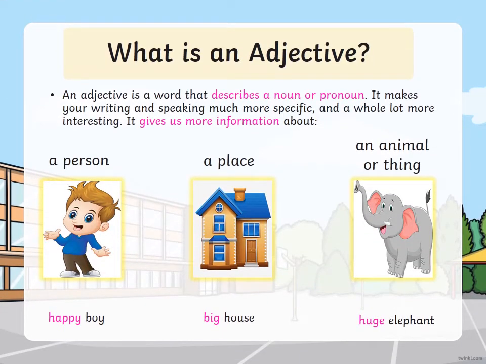Now we all know that an adjective is a word that describes a noun or a pronoun. It can make your writing extremely interesting because it gives you so much more information about your noun or your pronoun. It gives us more information about a person, a place, an animal, or a thing.